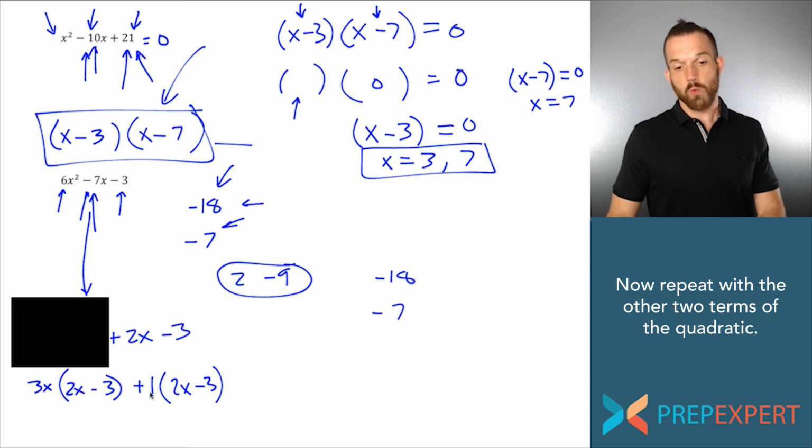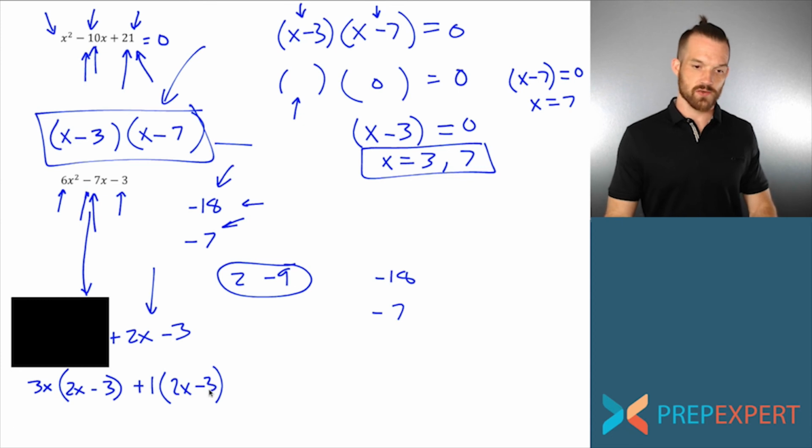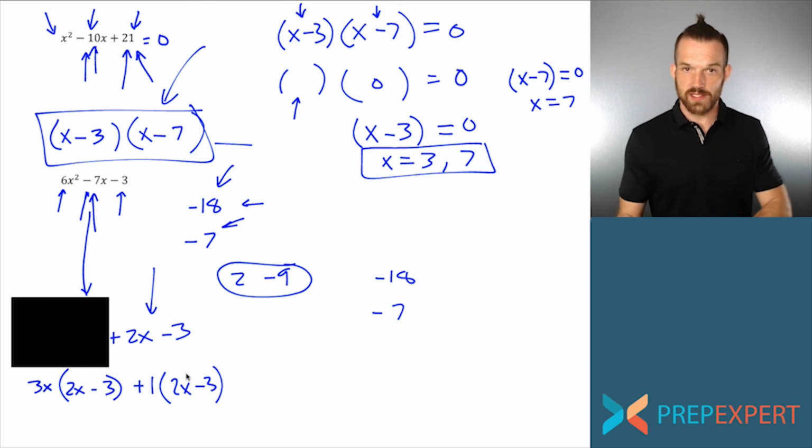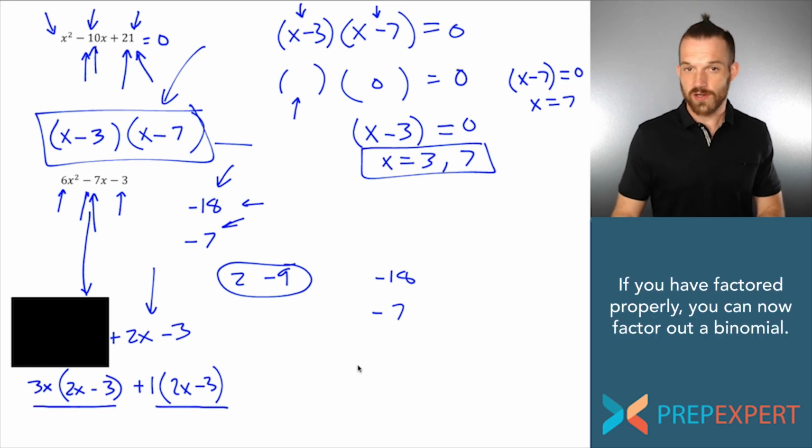In other words, 1 times 2x minus 3 is the same thing as 2x minus 3. The reason I put them in parentheses and leave a 1 outside of it is because now I have two terms left, two big terms, this one and this one. Do those two big terms themselves share a term that I can factor out? They do. 2x minus 3. Both of them are multiplied by the binomial 2x minus 3.